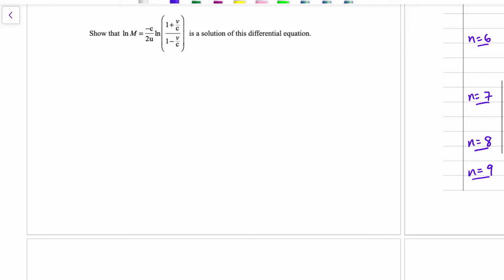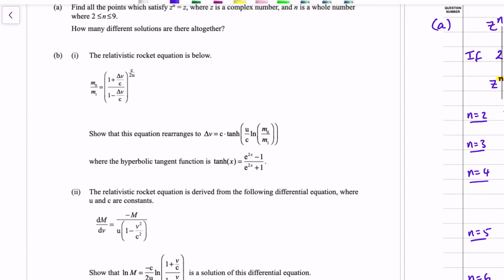Okay, part B. Okay, we've got an equation. It's called the relativistic rocket equation. Show that this equation rearranges to delta V equals some stuff, where the stuff has got the hyperbolic tan function in it. So we've got this hyperbolic tan function, but essentially we just need to make delta V the subject of this equation, and at the moment it's trapped in there and it's trapped in there.